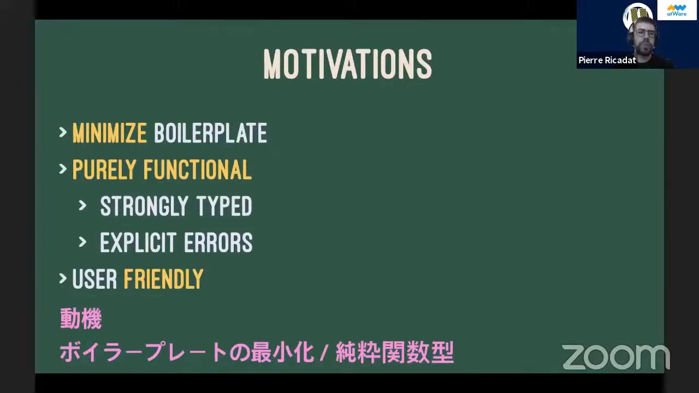Secondly, I wanted a purely functional interface. That means that when you look at the function definitions, you would be able to understand what the function does. An example of that is that errors are explicit. So when you call Caliban, it's not going to throw an exception. Whatever can fail will be clearly stated in the type, and you can get a typed error telling you exactly what is the error.